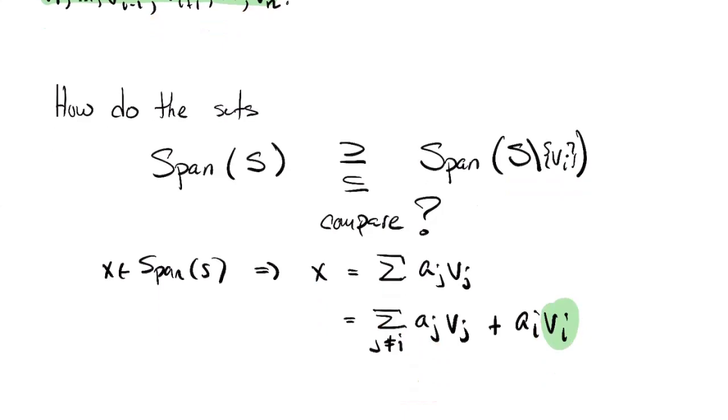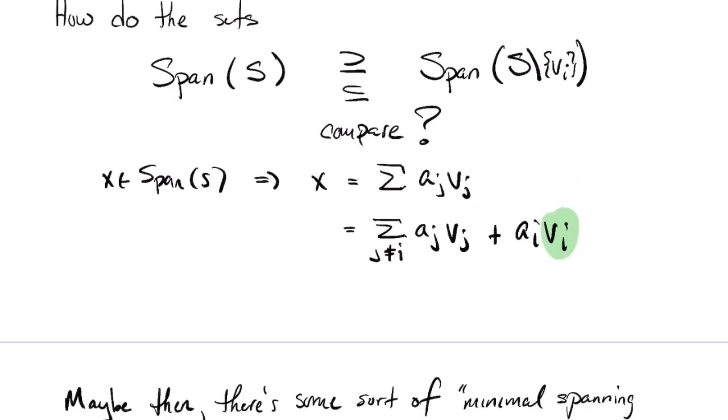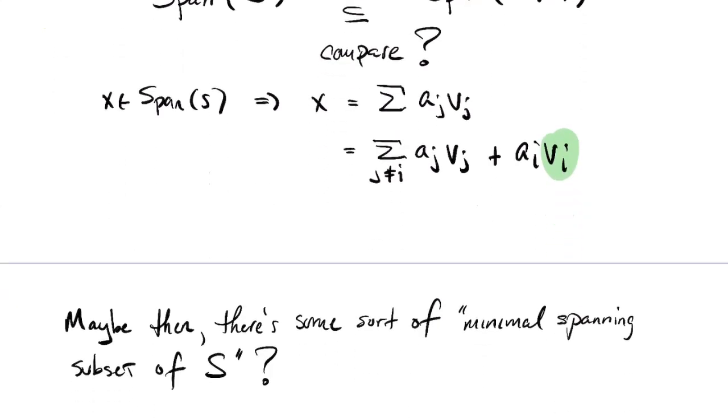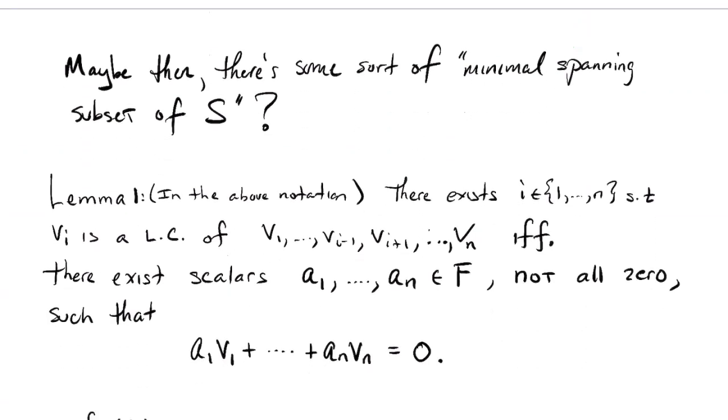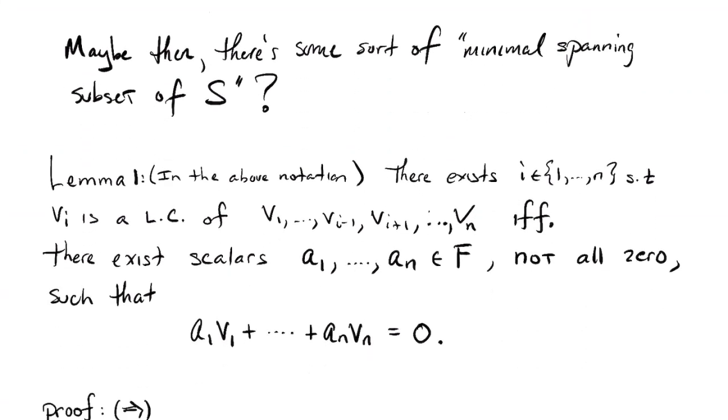So why do I care about that? It leads me to the idea that maybe there's some minimal spanning subset of S. Because if I'm looking at the set S and I have some element in it that is a linear combination of other elements, I can chuck it and not change the span. And what's left is smaller, right? Then I could ask, is there anything in here that's a linear combination? Maybe I'm looking for the smallest possible set that spans.